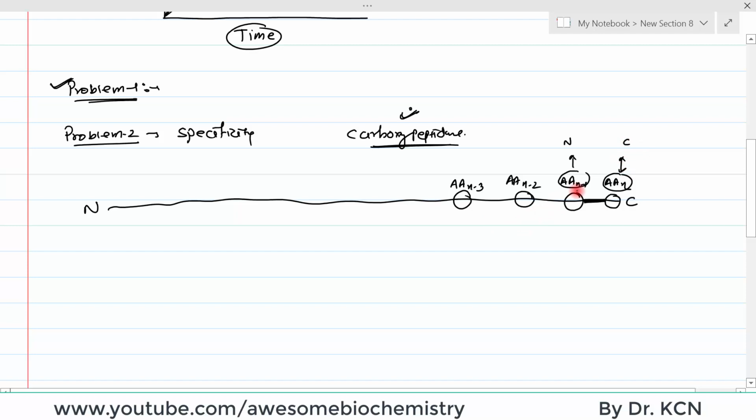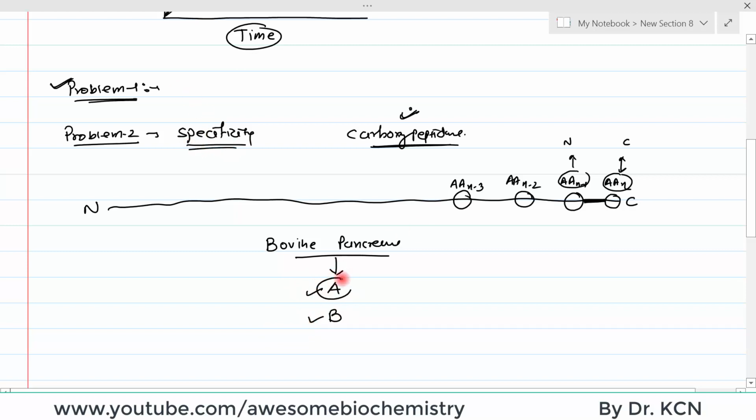Okay. So, from the bovine pancreas, we can isolate two different carboxypeptidases. One is carboxypeptidase A and the second one is carboxypeptidase B. So, with the help of these two enzymes, we will try to understand specificity.